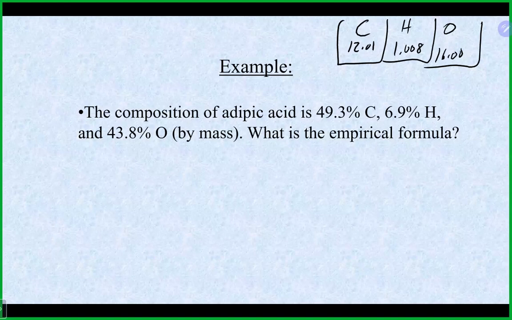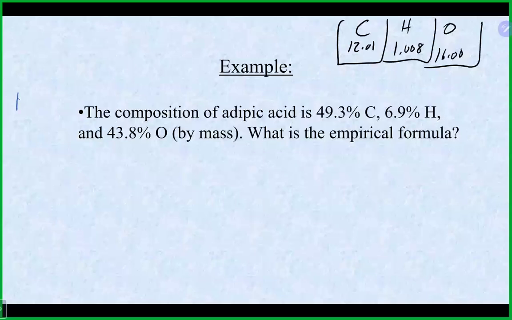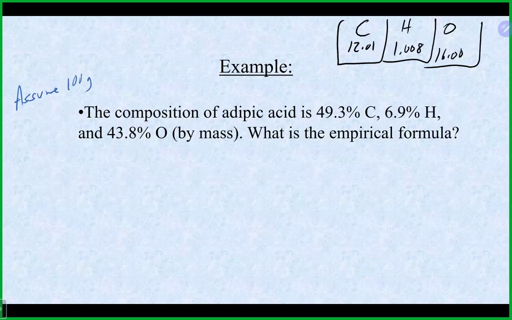All right, so let's take a look. Again, we have percent composition by mass. Just taking a quick look at the percentages, they do add up to about 100%, so we're good. We can assume that we have 100 grams of everything, which keeps the numbers the same. So we have about 49.3 grams of carbon, 6.9 grams of hydrogen, and 43.8 grams of oxygen.